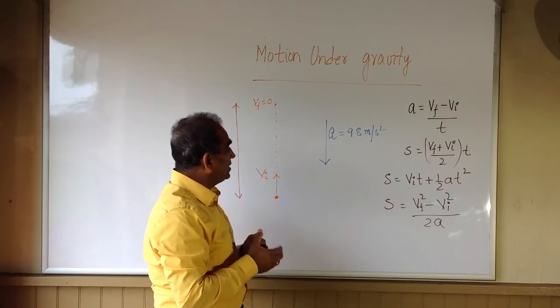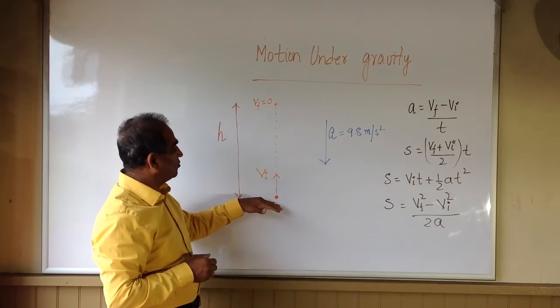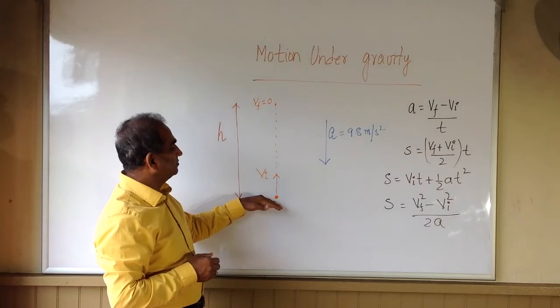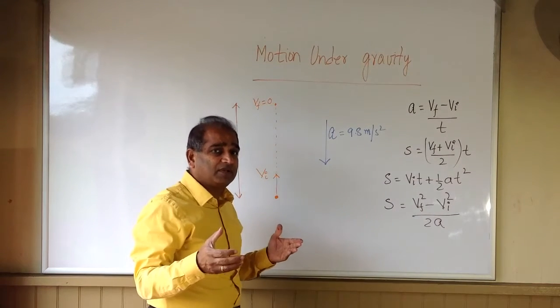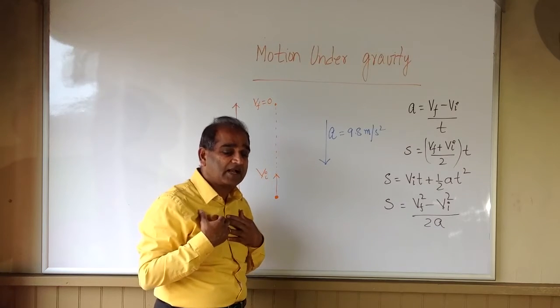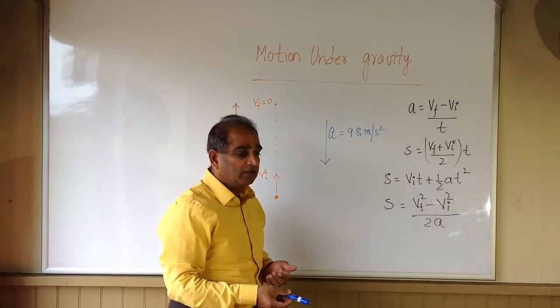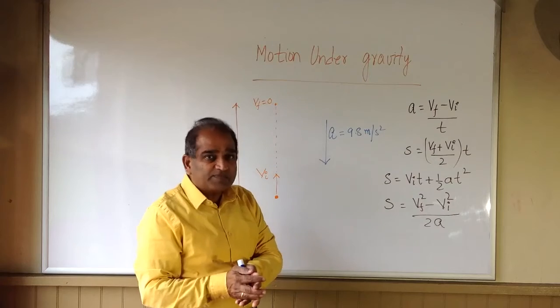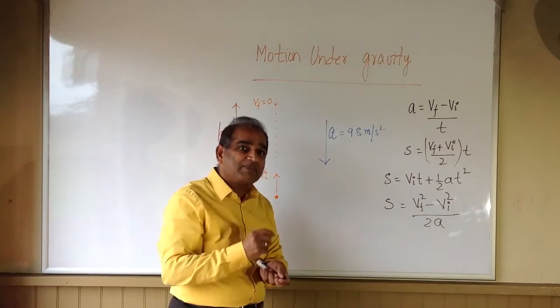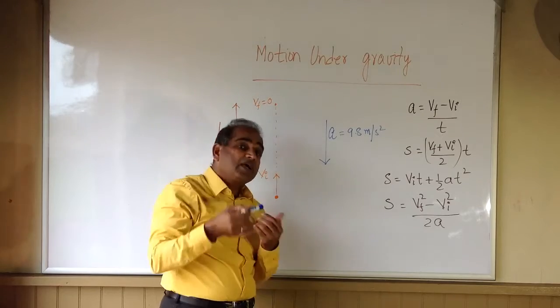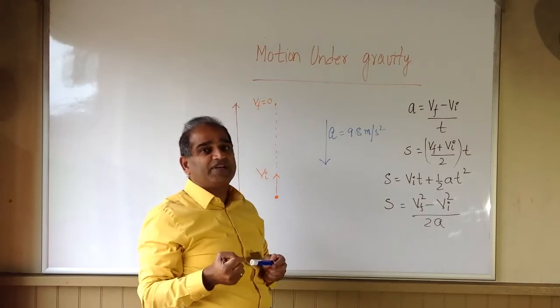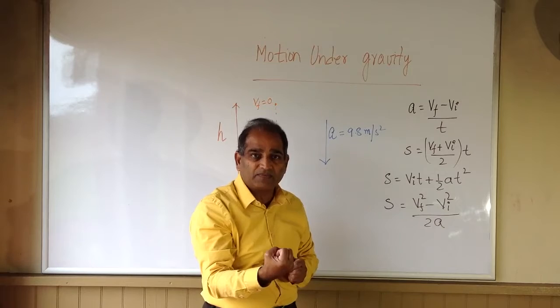So, let's assume that a particle is thrown from this position upwards. What happens in general? Our experience says that if I throw a particle upwards, it comes back. So why does it come back? Why doesn't it go up and up and up? Because there is something called gravity which pulls the body down.